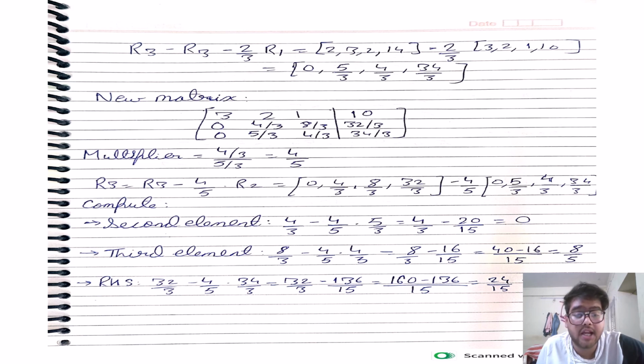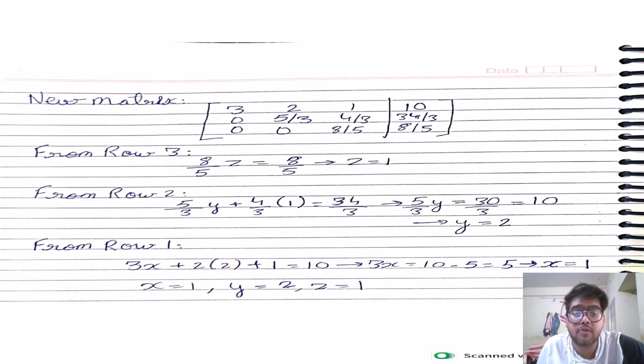So compute second element, third element, and then right hand side. These are the following values: 0, 8 by 5, and 24 by 15. Next, the new matrix we get is this one. So from row 3, 8 by 5 z is equal to 8 by 5. So the value of z will be 1. From row 2, 5 by 3 into y plus 4 by 3 into 1 is equal to 34 by 3. So by solving this, the value of y will be 2.